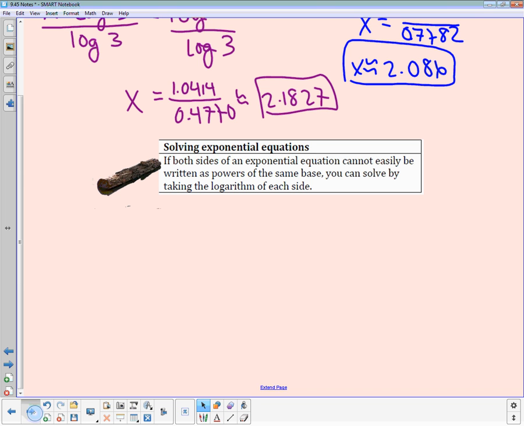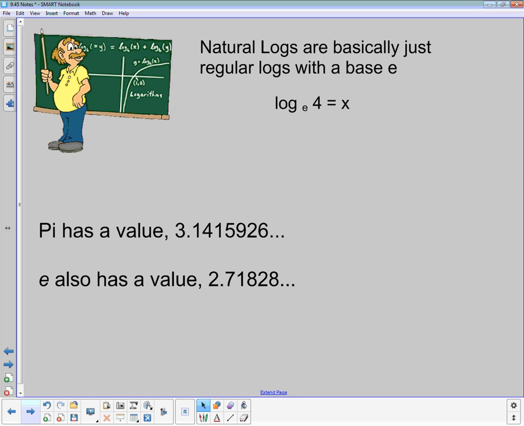Let's move on and talk about natural logs for a second. Natural logs are the ones that have a natural base. They have a base of e. This ends up giving me a value. I have a value for e. E is also known as a value of 2.71828, so you'll see that, okay?